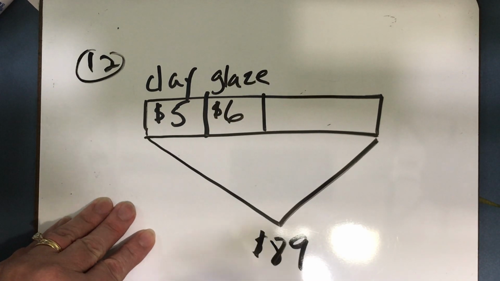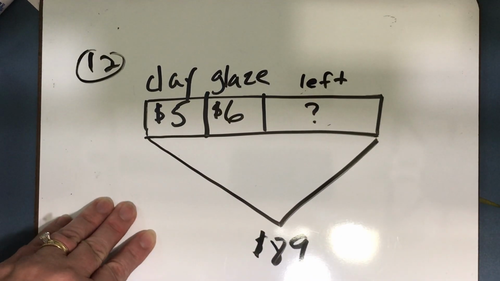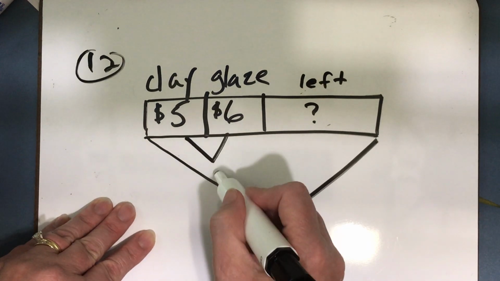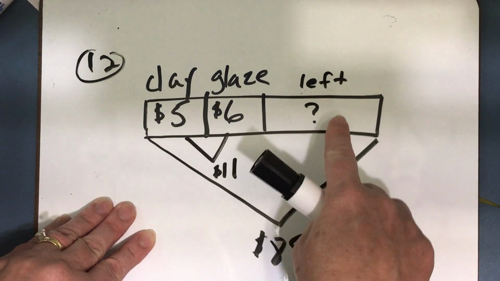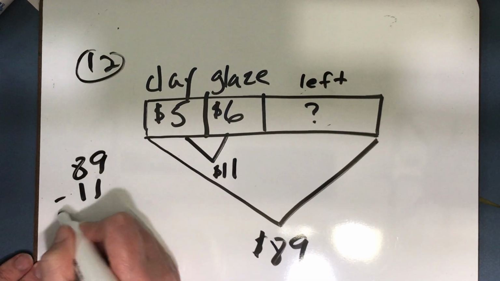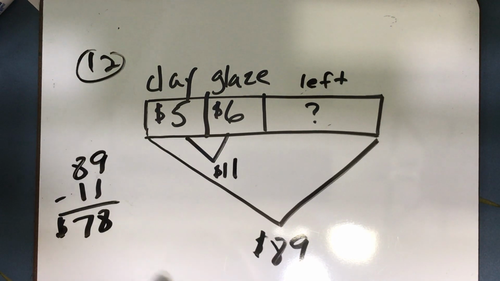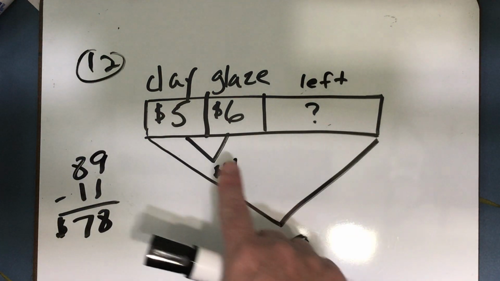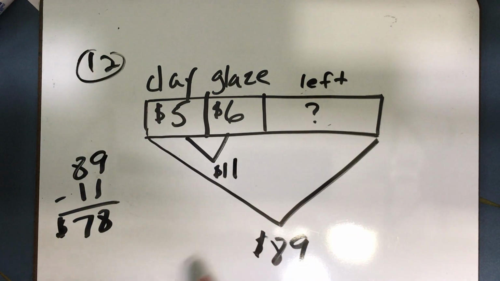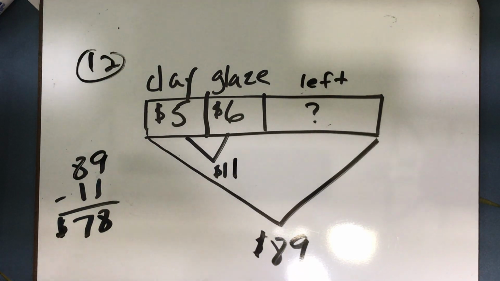And I want to know how much money she has left. And that would go right here. So I know that I have to add 5 plus 6 to get 11. And then to find my missing part, I subtract. $89 minus $11 equals $78. So that is the first part. Elise has about $78 left. Now you need to do the exact same thing except with the actual numbers to solve the second part. This is the estimate. Now you need to find the exact answer by using the exact numbers.